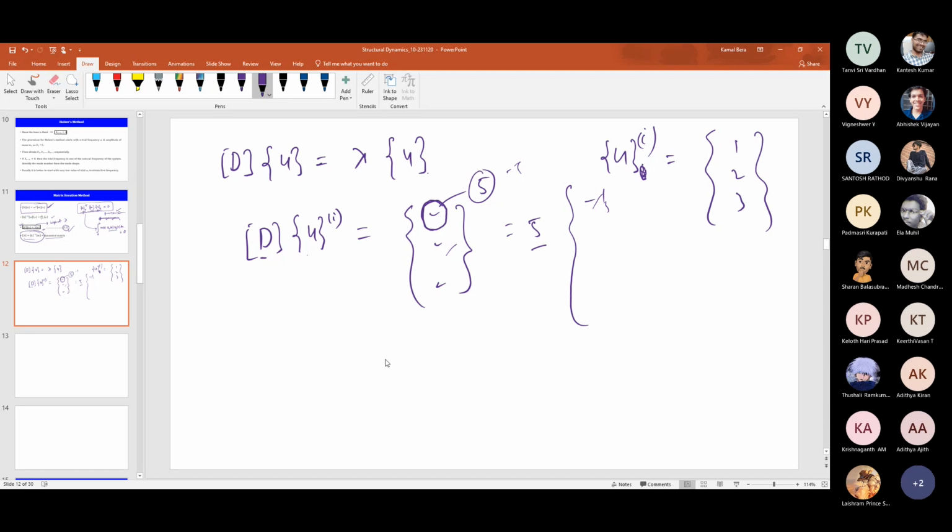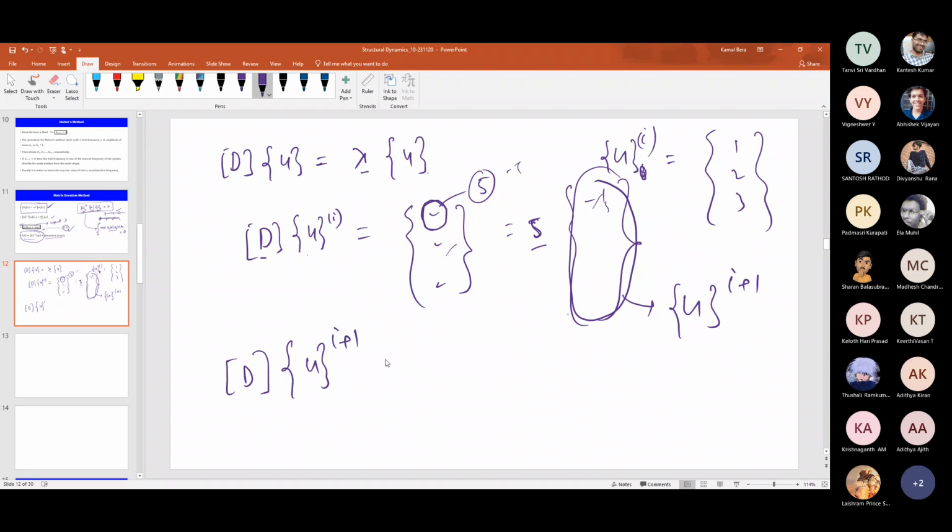Then this will represent your lambda, but you have to repeat the procedure. Then you will get this vector, which I am calling u_(i+1). The next time you will get D into u_(i+1).